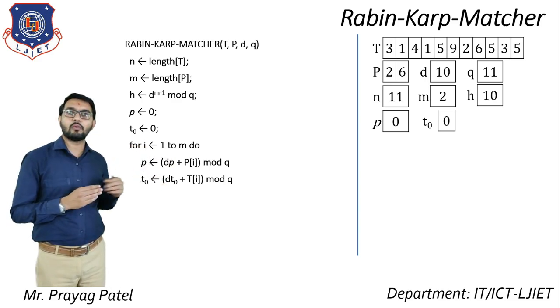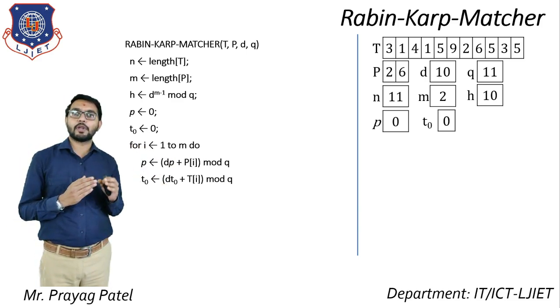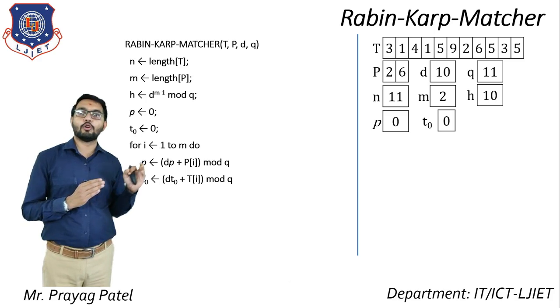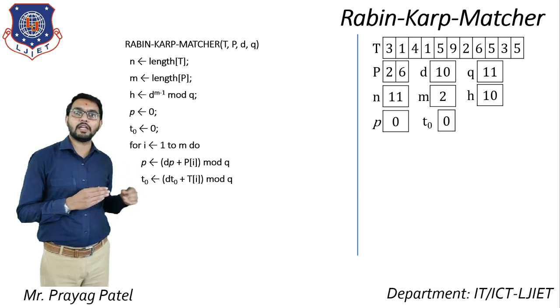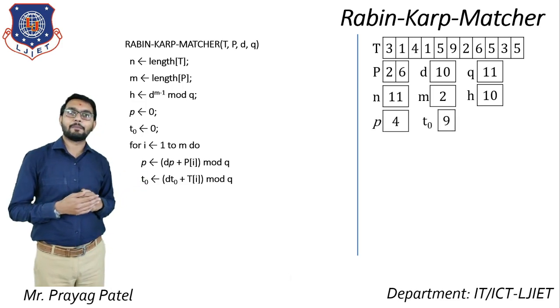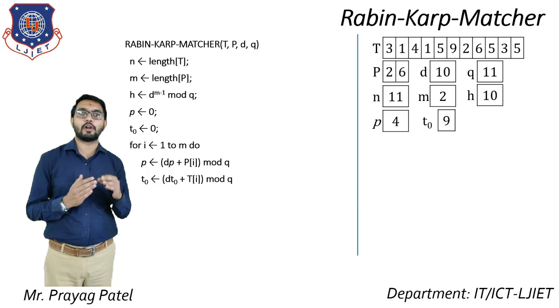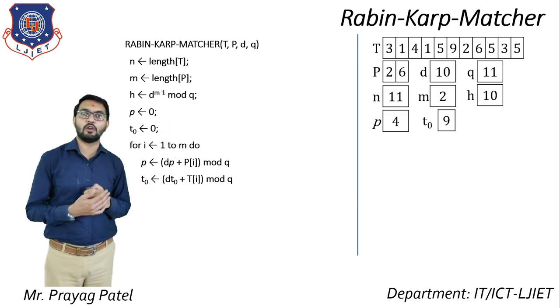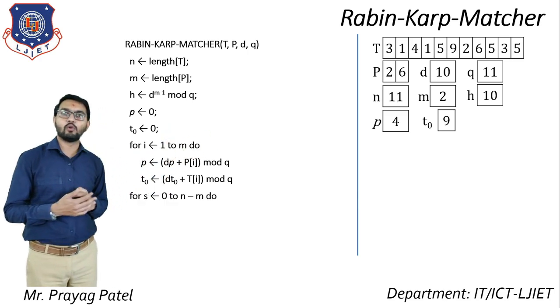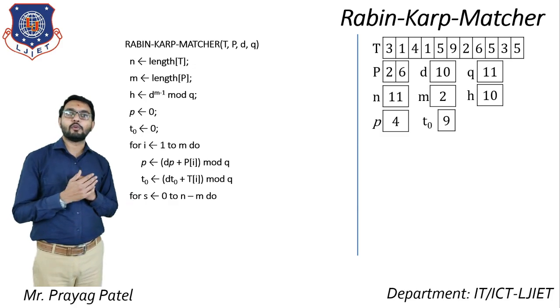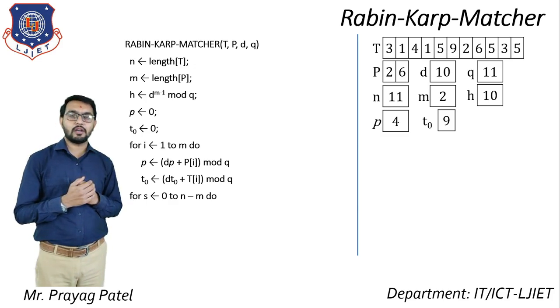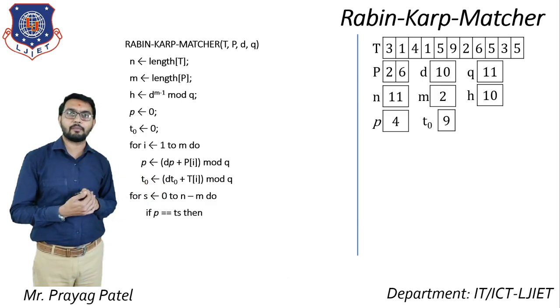So here P equal to the equation d p plus p i modulo q, and t0 equal to d t0 plus t of i modulo q. So here after finding the p and t0, the new values of p and t0 are 4 and 9. So consider these two values for p and t0. Now consider the next loop as for s equal to 0 to n minus m, because we perform the operation for n minus m plus 1 steps.